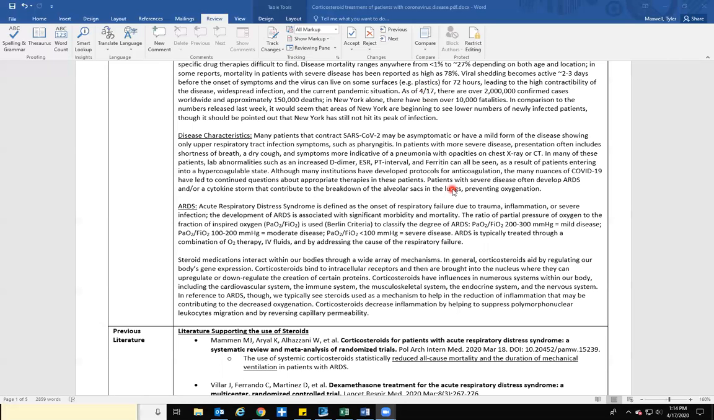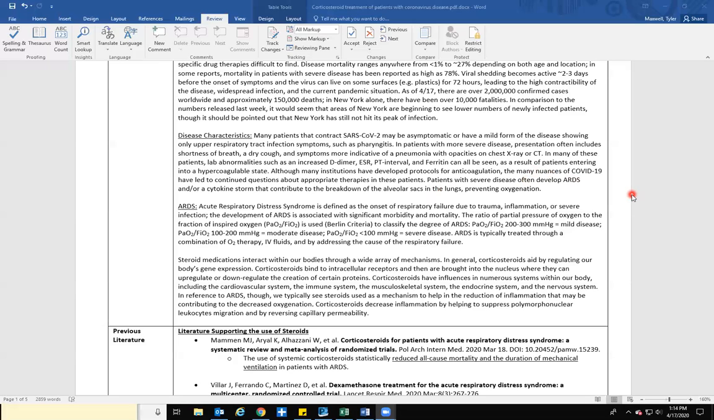Many institutions have developed protocols for things such as anticoagulation in these patients, but the little nuances of COVID-19 and the little things that we are seeing as we treat this disease have led to really continued questions about what is appropriate in the therapy for these patients. Patients with severe disease often develop ARDS or a cytokine storm, and this is going to contribute to the breakdown of the alveolar sacs in the lungs, preventing oxygenation.